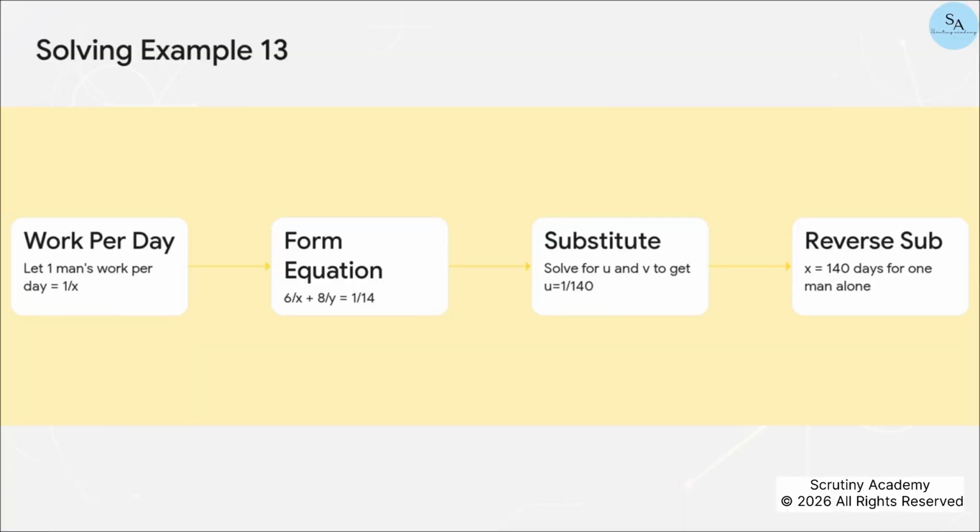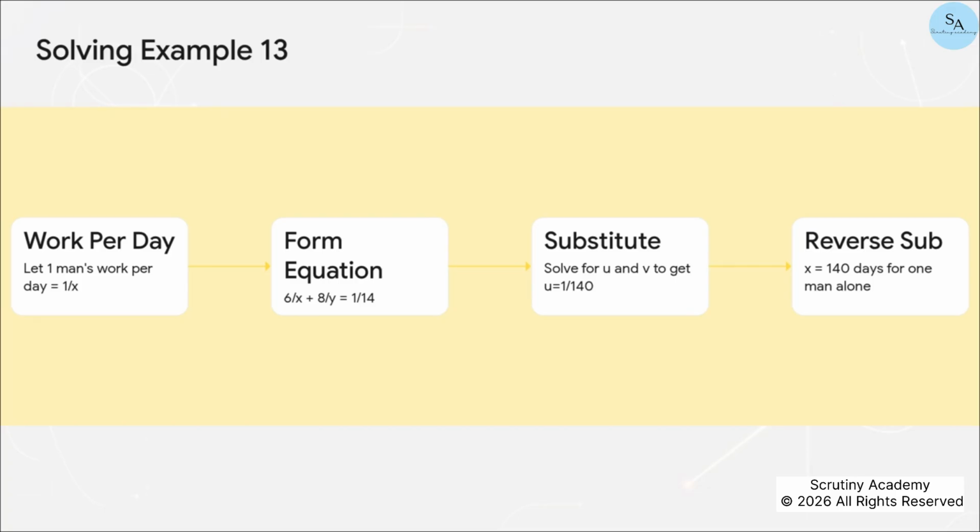Step 1, we represent 1 man's work per day as a fraction, 1 over x. Step 2, we form our equation based on the groups. Since 6 men and 8 women take 14 days, their combined daily work is 6 over x plus 8 over y equals 1 over 14. Starting to look familiar? Yeah, it's our messy fraction from level 1.